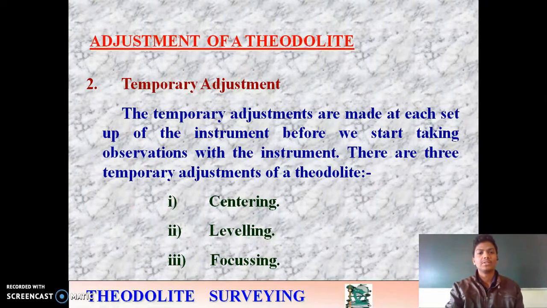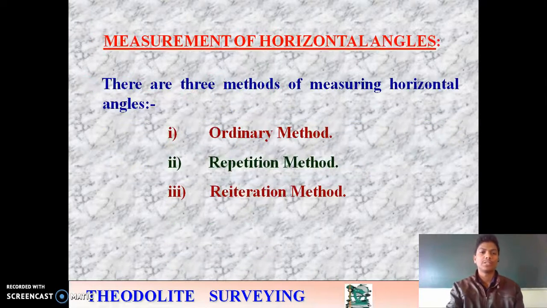And the second one is temporary adjustment. Temporary adjustment is used at the time of observation in the field, or at the time of surveying at the instrument station. The temporary adjustments are made at each setup of the instrument before we start taking observations with the instrument. There are three temporary adjustments of a theodolite. First one is centering, second one is leveling, and third one is focusing.